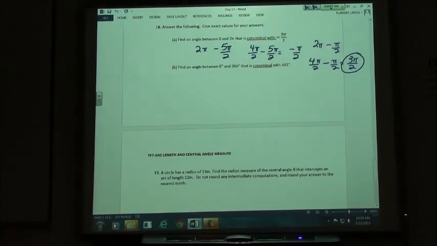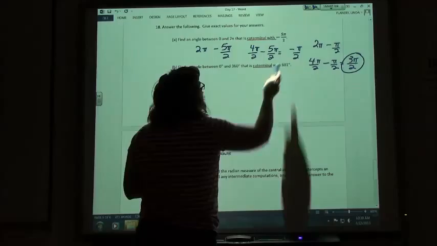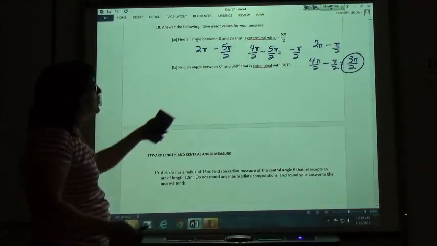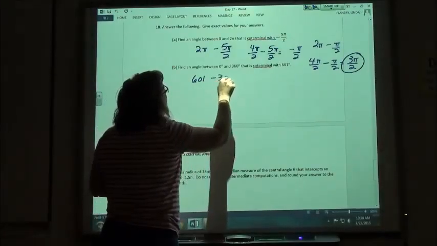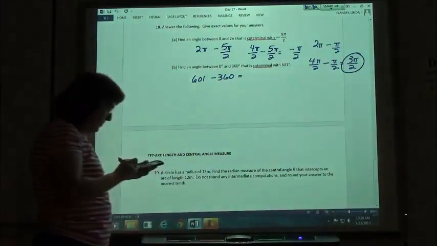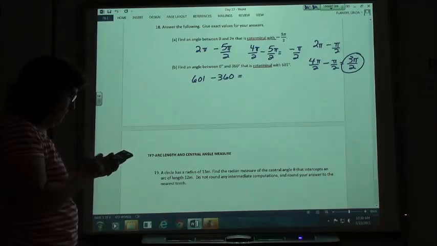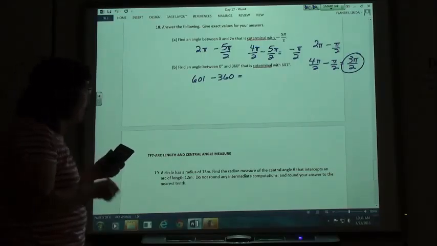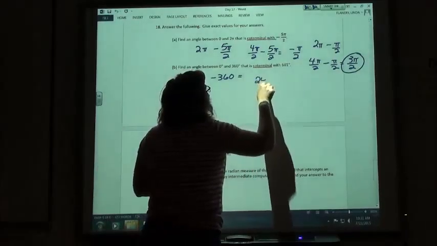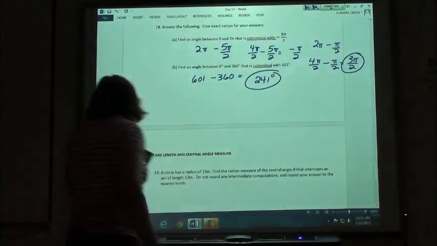And the last one, we're starting with a positive angle, 601. I went around my circle once and then I'm going to go some more. So I'm just going to take my 601, subtract my 360. Make sure I clear my calculator first. I get 241 degrees.